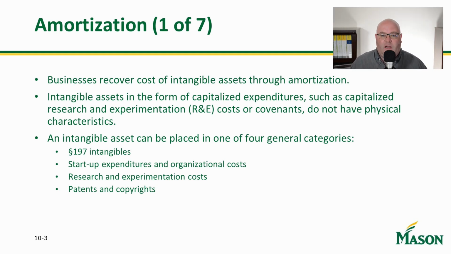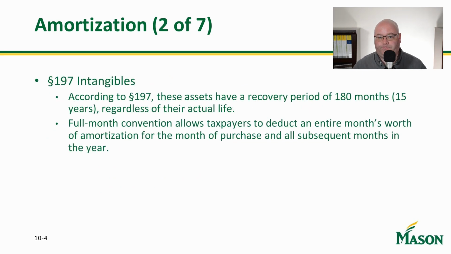And there's going to be section 197 intangibles. I used to hate this because section 179 and 197, I had a minor amount of dyslexia, so I found this to be a very difficult thing to get. But startup expenditures and organization costs are going to be under intangibles that have to be amortized, R&E costs, and then patents and copyrights that are actually purchased.